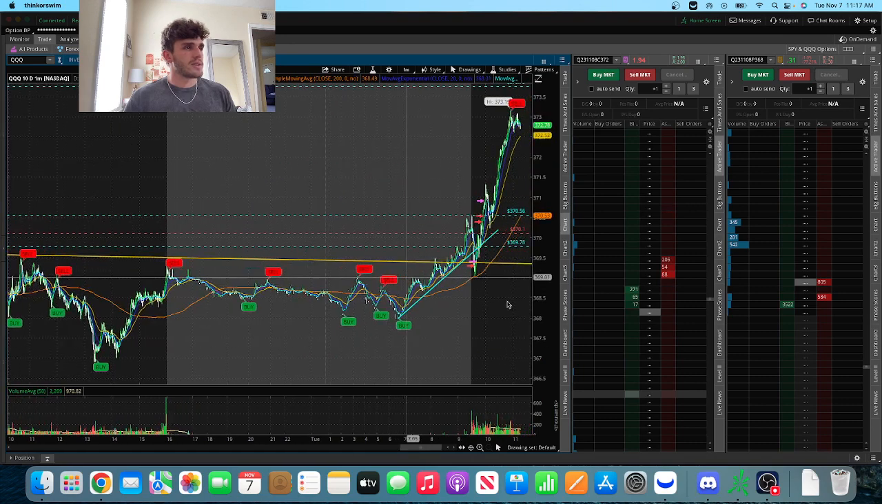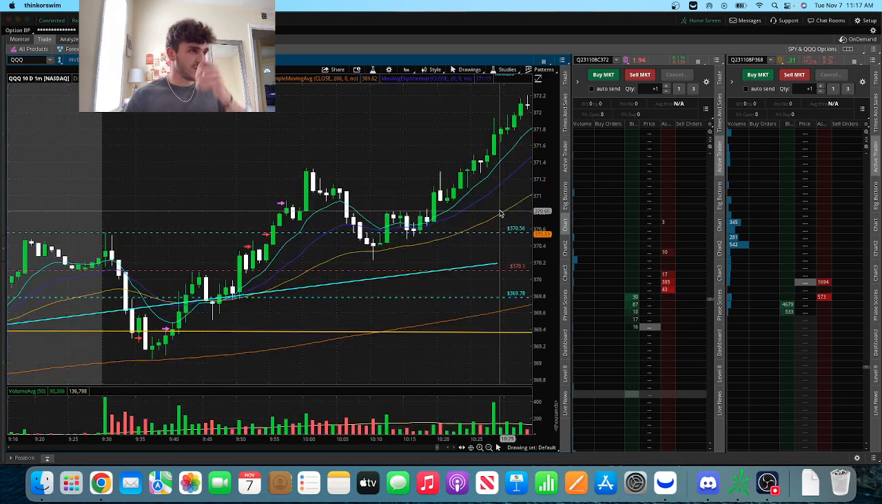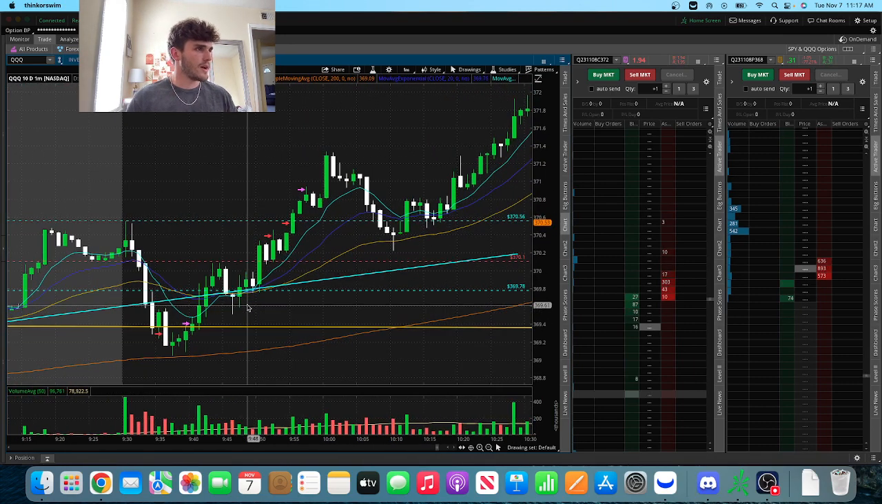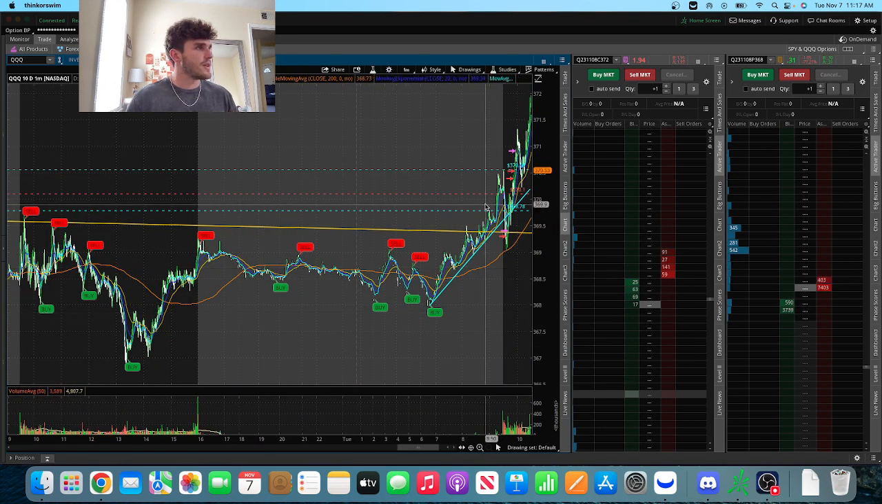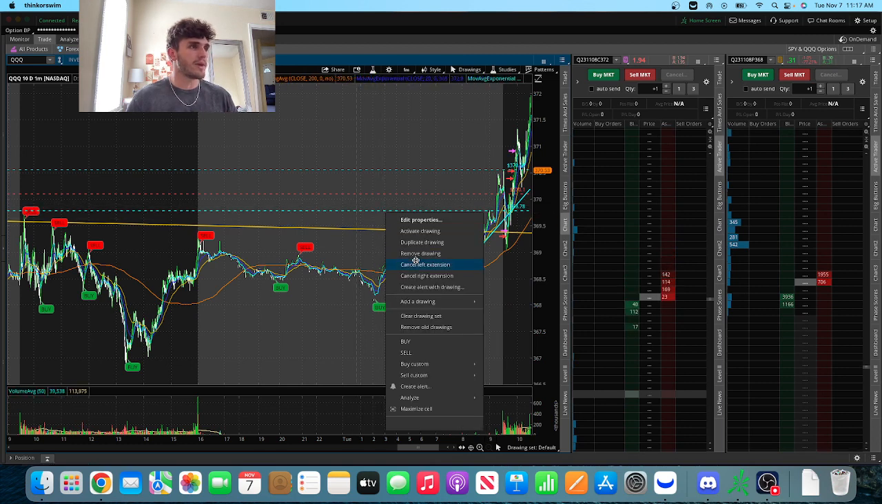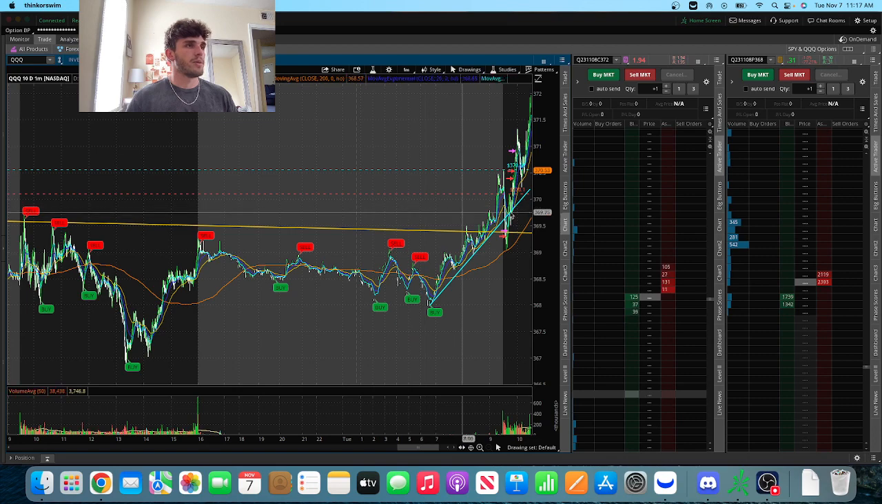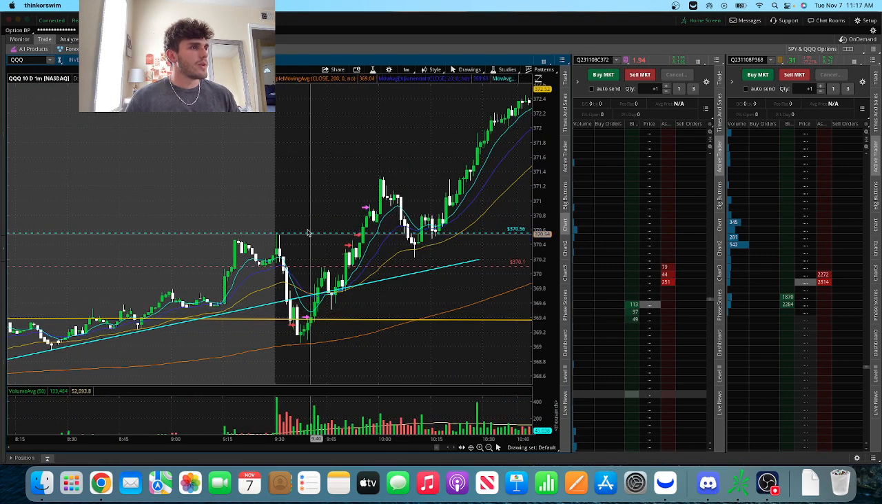Hop right into the second trade. As you can see, I do have these dotted lines. I will explain those here in a second. I believe the 378 was yesterday's high. That's not exactly relevant at this moment in time. So we're going to zoom back in.